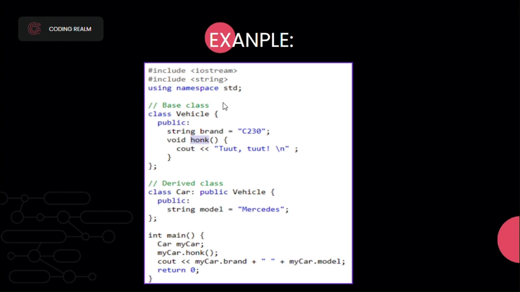Let's see an example. Like here, include iostream, include string, using namespace std. First, the base class is class Vehicle. Public, it's a public class. String brand, I have a brand for a car, for example. Void honk. And second, we have the derivative class, class Car. It's from the base class, Vehicle. This is the inheritance. String model, Mercedes, and finally, the main function. Car myCar, and we output the content on the screen. The car is Mercedes, and finally return zero.